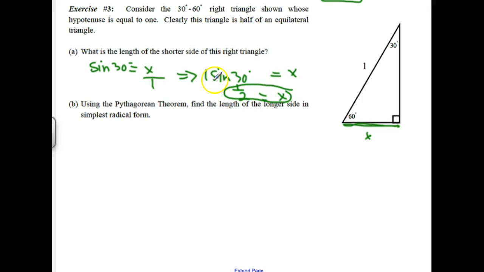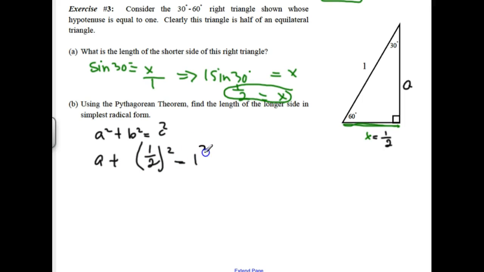Now it says use Pythagoras theorem to find the length of the longest side in simplest radical form. So I know that this is equal to 1/2. Now let's call this, I don't know, a. Pythagoras theorem says it has to be a squared plus b squared equals c squared. So this is a squared, which I don't know what a is, but I do know what b is. In this case, b is half. Oh, I put an equal sign. It should be a plus. And I have half squared is equal to 1 squared.